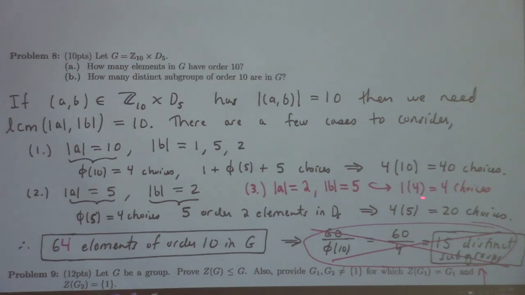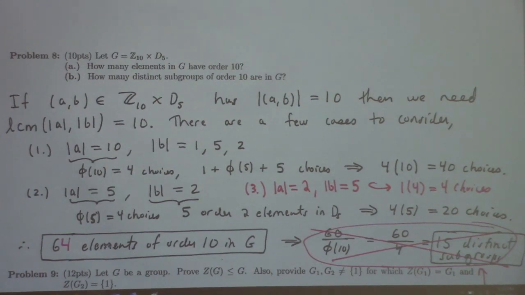And then here's what I forgot in my first attempt at the solution. There's a third case, which is we could have that be 2, that be 5. That also gives us the least common multiple of 10. And of course there are, excuse me, one of these in Z10. There's only one element of order 2 in Z10, namely 5. And there are, again, 4 elements of order 5 in D5: x, x squared, x cubed, x to the 4th, these all have order 5 in D5. So that gives me another 4 choices. So in total, there are 64 elements of order 10.